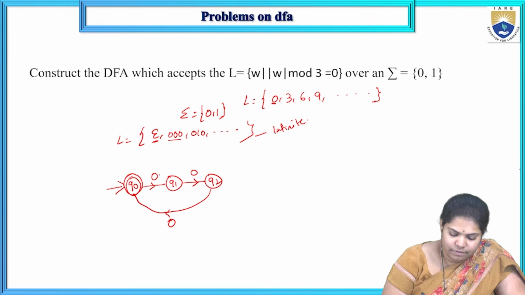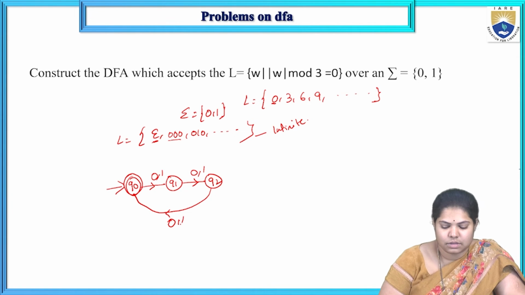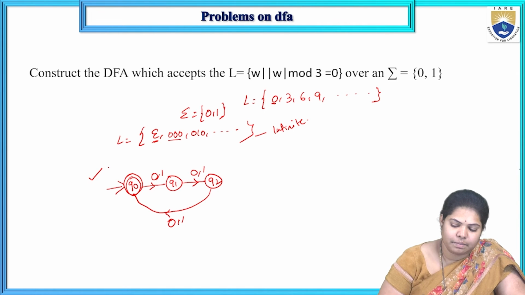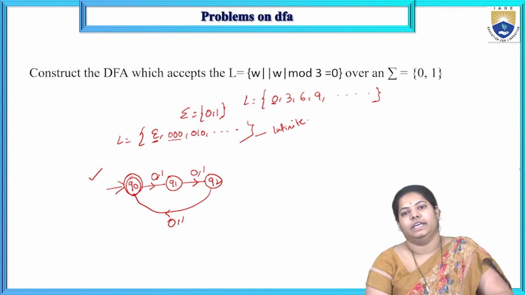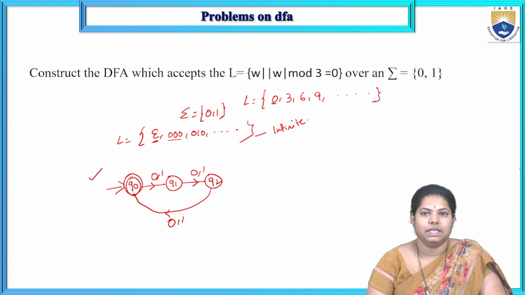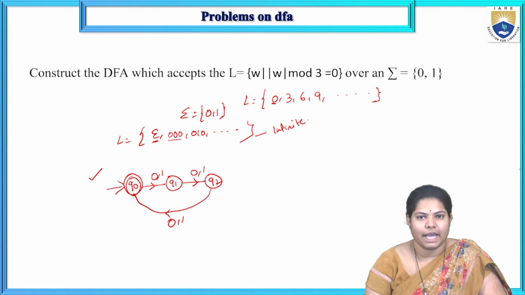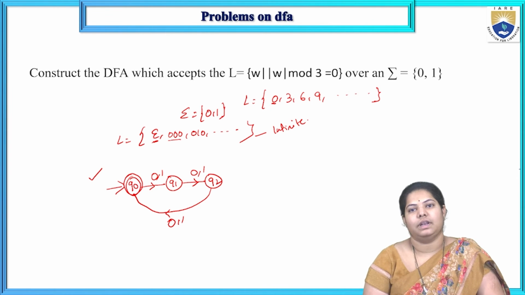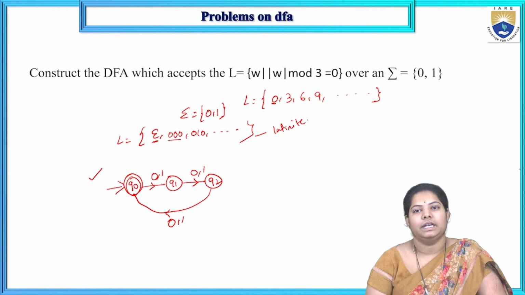In the same way, 0, 1 is a combination of zeros and ones. So this is my DFA for string length divisible by 3 equals 0. Any length string can be taken on this particular DFA. On the multiples of 3, it will be accepted. If I take any length strings which are not present in the language, it will be rejected.